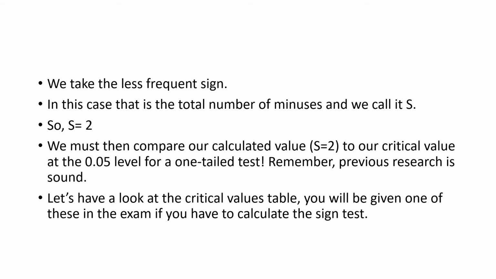So what we must do is compare our calculated value. So we call the S value a calculated value. We've had to calculate that, and we compare it to our critical value at the 0.05 level for a one-tailed test. We do this because that is our level of significance, the probability level that we want to test it against to see if there is a significant difference.